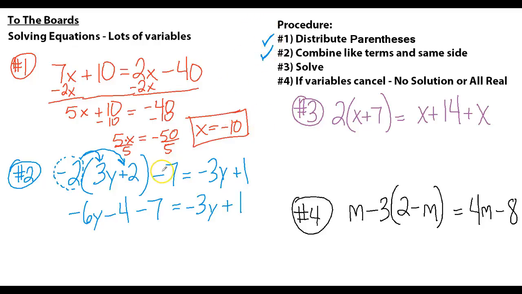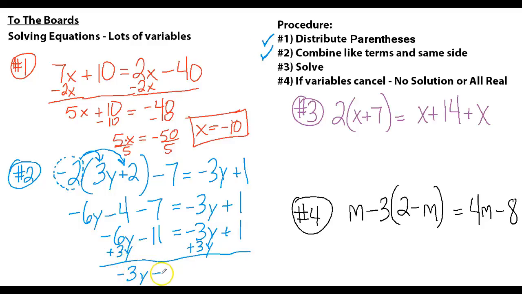Next, we need to combine our like terms. We do have a 4 and a 7 that can be combined. Negative 6y. Negative 4 minus 7 is negative 11. We also need to get our y's to the same side. So let's go ahead and plus 3y to both sides. That way they're all on the left side. We could have moved them to the right, but I picked the left. Negative 6y plus 3y is negative 3y minus 11 equals 1.